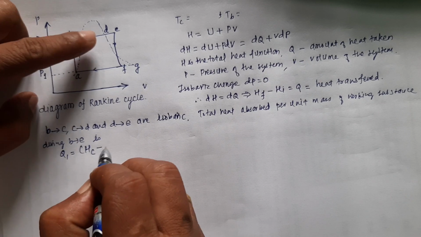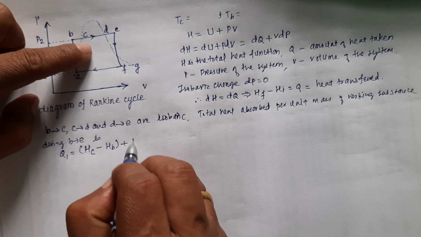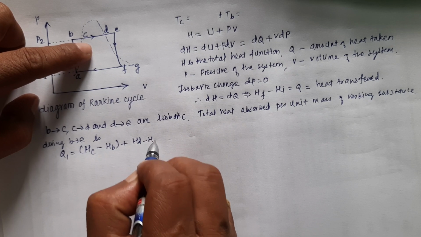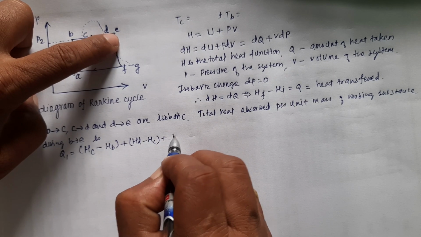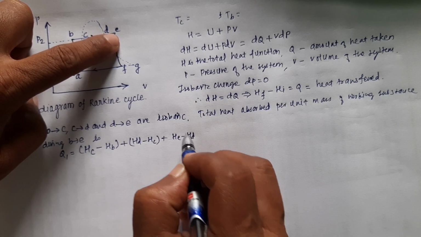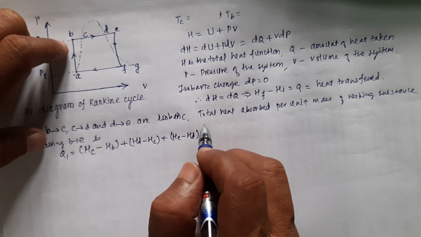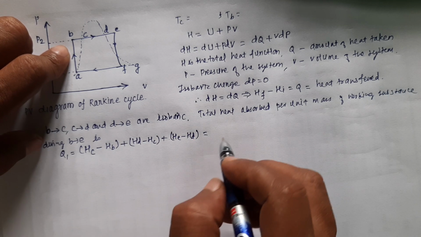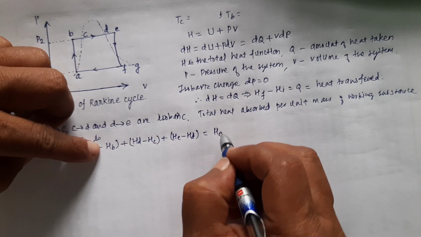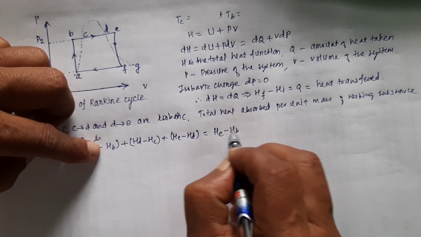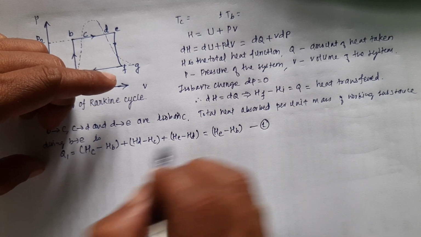HC minus HB plus HD minus HC plus HE minus HD. So the total heat absorbed by the working substance is HE minus HB. Here we can write it as equation 1.